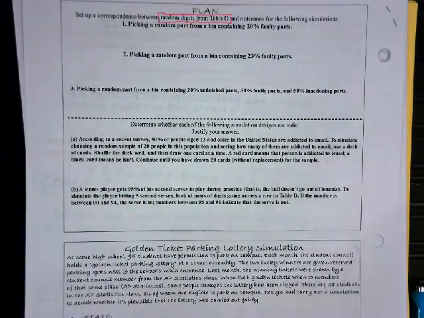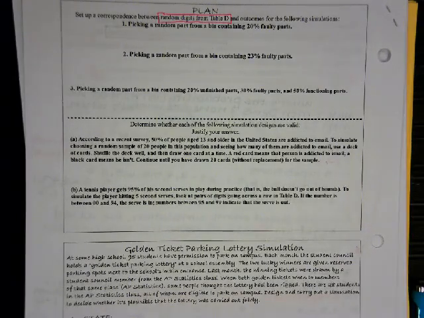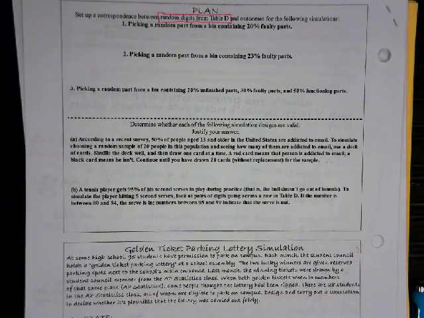So 1 is picking a random part from a bin containing 20% faulty parts. So what numbers could I use to help me represent that 20% are faulty and 80% work correctly? What does percent make you think of? Zach, what were you going to say? 1 out of 5. Say that a little louder. 1 out of 5. 1 out of 5 is 20%. And I actually like that one.